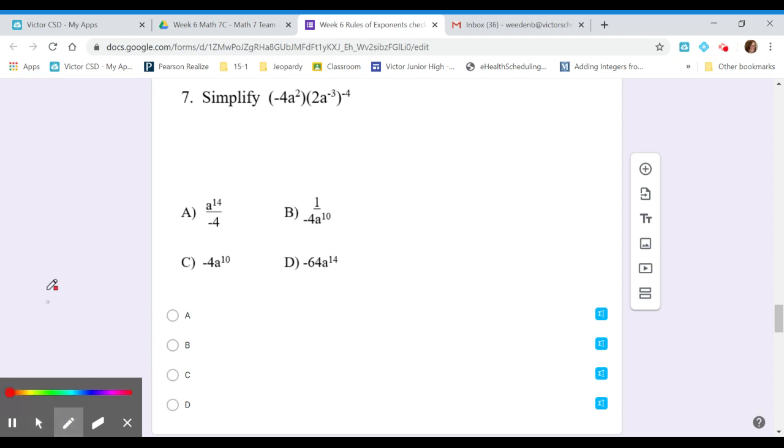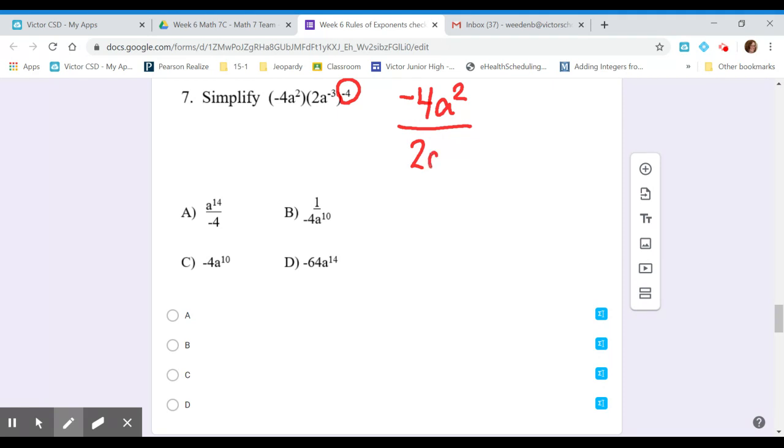For number 7, this is from the checkpoint, week 6 checkpoint from F7C. So what we're going to do is we're going to use several ways to do it, but let's start with this. The negative 4a squared, we're just going to put that in the numerator and leave it there. And here, since we have a negative exponent, that means reciprocal. So we're going to put everything in the parentheses in the denominator.